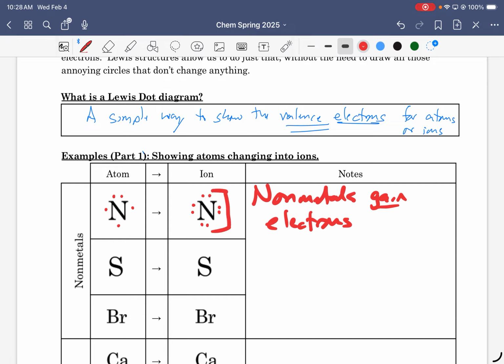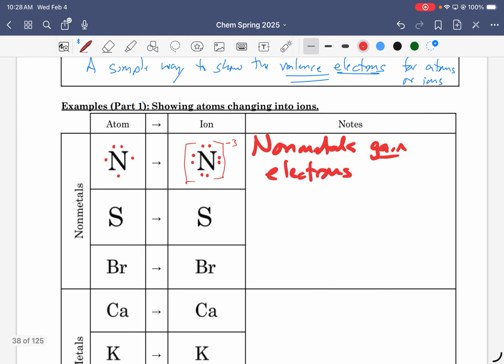Since it has 8, it's going to have a charge. So I'm going to put some square brackets around it, and I'm going to write the charge. So it's a gain of 3 electrons, so it's going to have a minus 3 charge. Okay. So quickly use your periodic table, pause the video, and do sulfur and bromine. I'm going to do this really quick, but pause the video so you can do this on your own first.